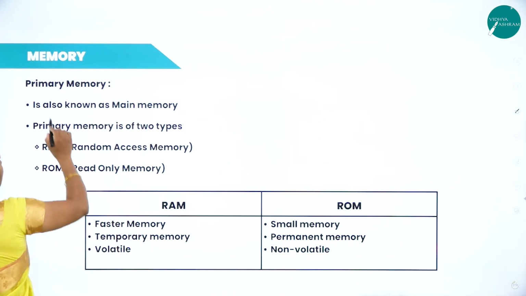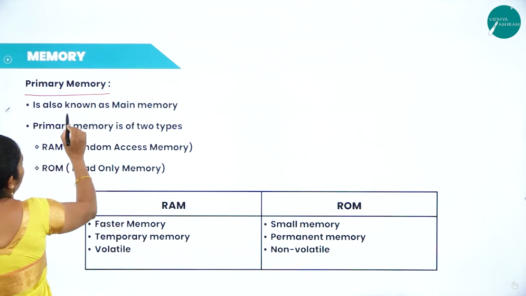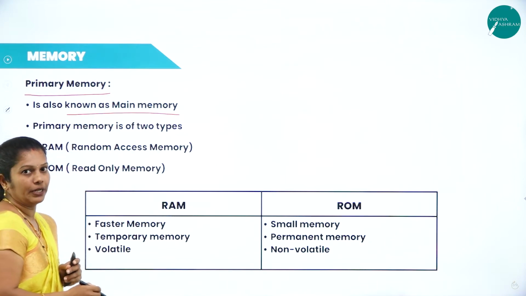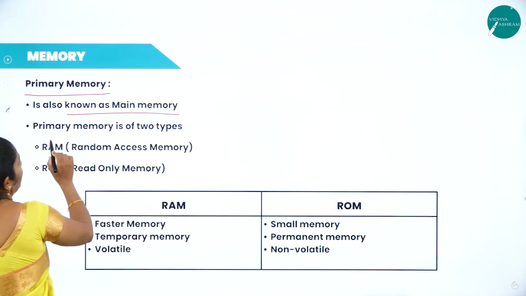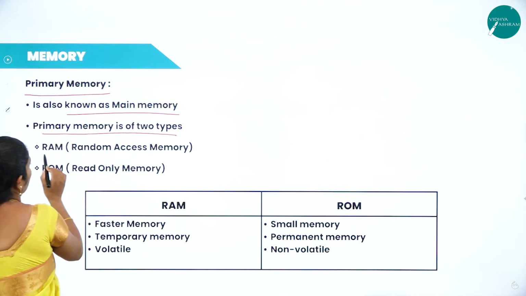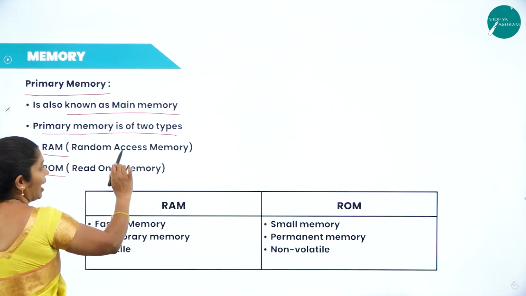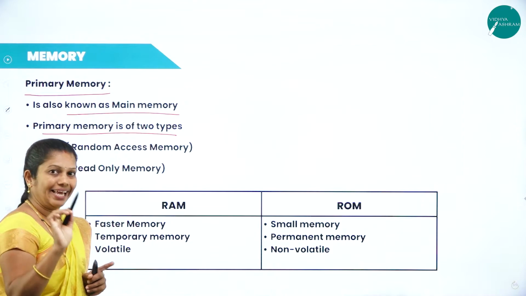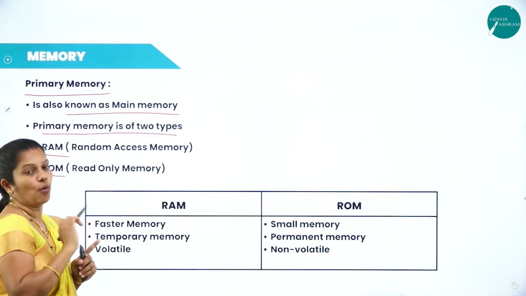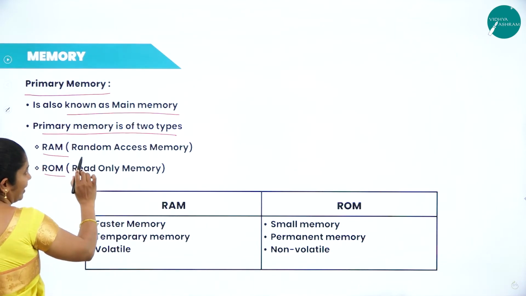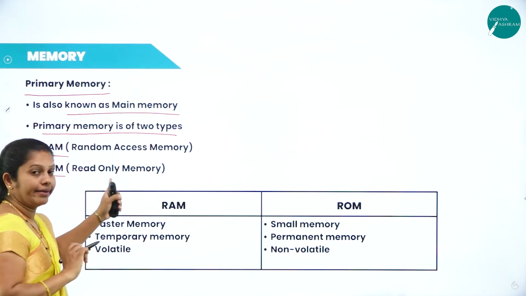Next, we will move on to primary memory. What do you mean by primary memory? Primary memory is also known as main memory, and primary memory is of two types. One is RAM and one more is ROM. RAM stands for random access memory, because in the exam you are going to get the question, expand RAM, expand ROM. RAM stands for random access memory, whereas ROM stands for read only memory.